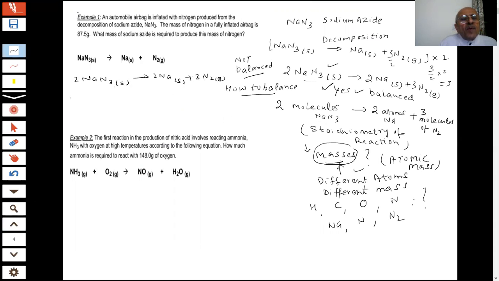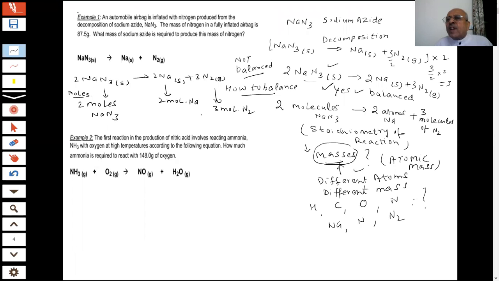So according to the mole concept, I can say that 2 moles of this compound, when they decompose, will produce how much? 2 moles of sodium, and how much? 3 moles of N2. This is the stoichiometry of the reaction now. I am talking in terms of moles. 2 moles of NaN3 decompose to give 2 moles of sodium and 3 moles of nitrogen. This is my balanced equation.